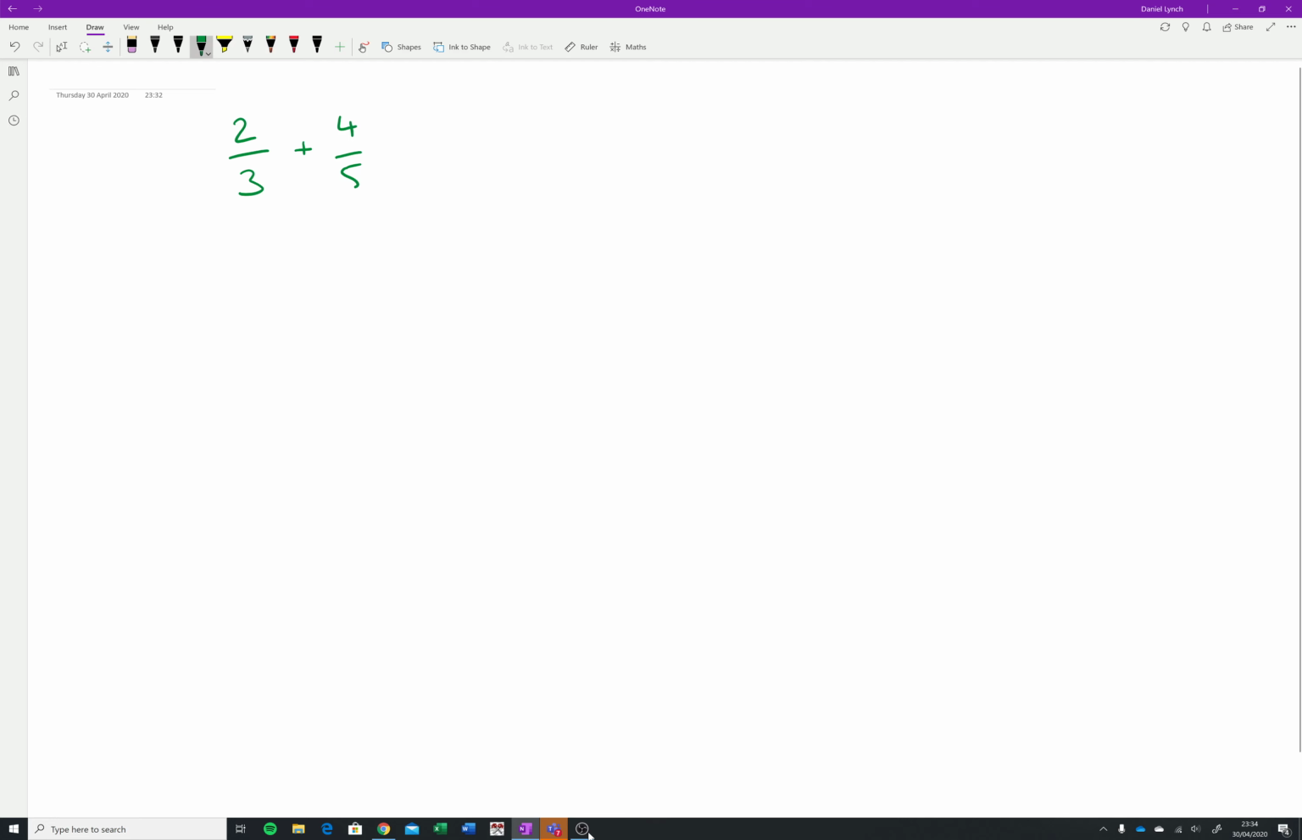If you were asked to add this, there'd be a couple of ways to look at it. What we've been doing in the past is just making them 15ths, but another way to do it, which I'm just going to mirror here, is to take 15 as our common denominator. It's to divide 3 into 15 to get 5, so to say that we've got 2 5s. And then do the same thing here, divide 5 in there to get 3, and say that we have 4 amounts of 3. Okay, and work it out from there.